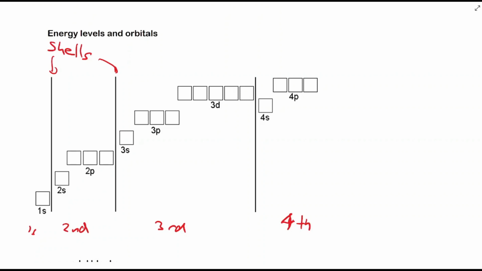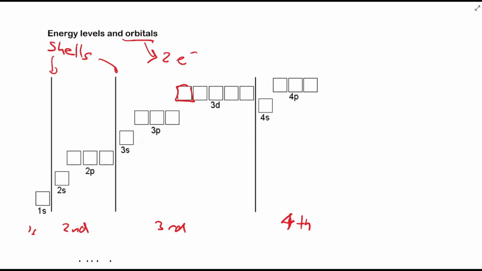And these shells are broken up into subshells. So in this case, the second shell is broken up into 2 subshells. And those subshells can be broken up into things called orbitals. And orbitals are shown by these boxes here. So the 3D subshell has 5 orbitals as an example. Each of these orbitals can hold 2 electrons, a pair of electrons.